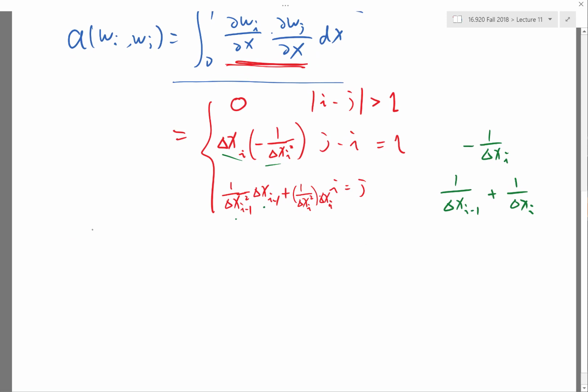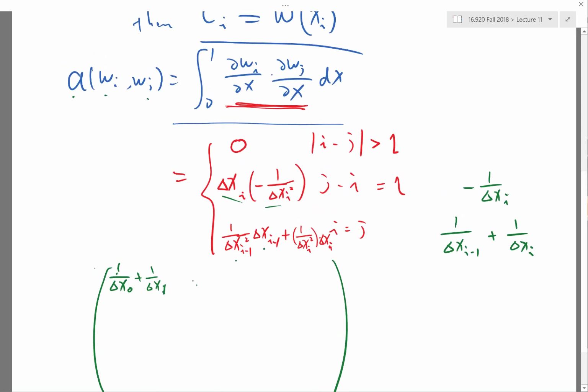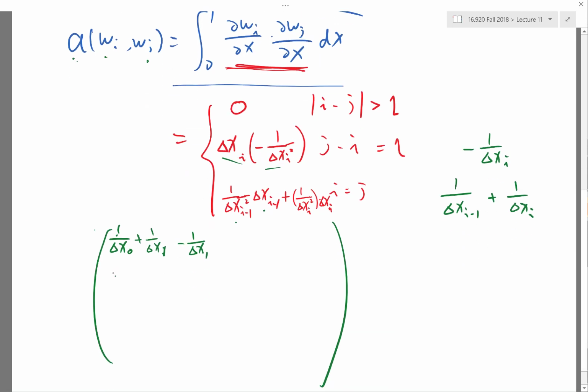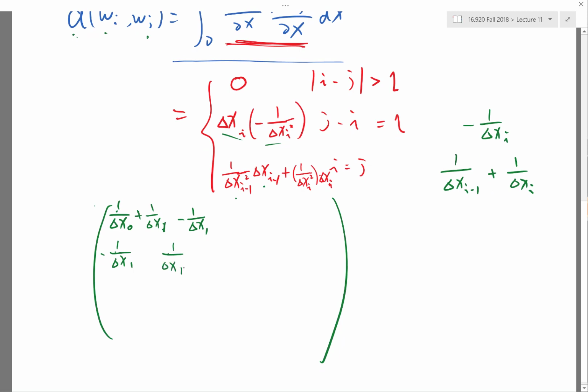Now what is my matrix? My matrix is going to be basically the first element A(W1, W1), so it's going to be 1 over delta x0 plus 1 over delta x1. The 1,2 entry is A(W1, W2), so the value is minus 1 over delta x1. And the value here is the same, as its symmetric point. And here is 1 over delta x1 plus 1 over delta x2, etc., etc.